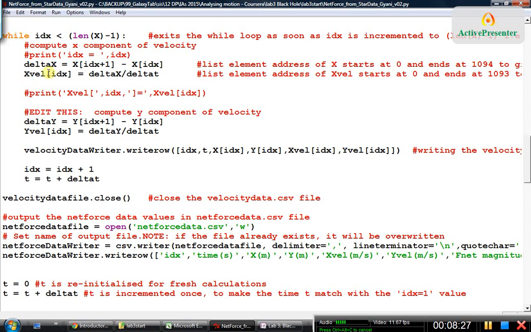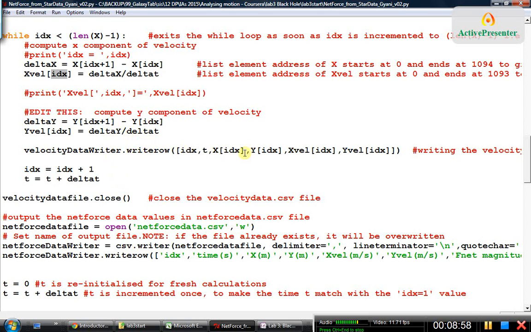Yeah. So first I find the displacement in x. So x final minus x initial. So right now here this would be x of 1 minus x of 0, and x velocity would be this delta x divided by time. So this is stored in xvel of 0 here. Similarly yvel of 0 will store the velocity calculated from y1 minus y0 by delta t.